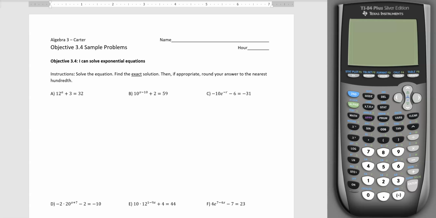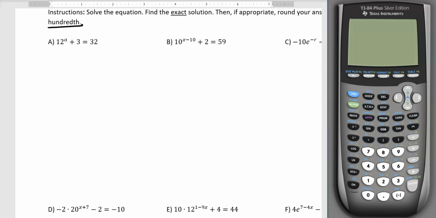Hello! Welcome to our Objective 3.4 sample problems. Objective 3.4 says I can solve exponential equations, and that is what we're going to practice today. We are going to find both the exact solution and the answer rounded to the nearest hundredth. So let's dive in. Let's start with letter A.